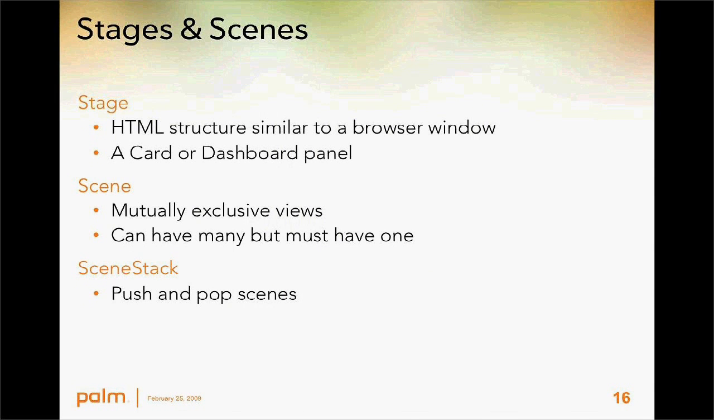Scenes are what we put on the stage. Scenes are mutually exclusive views. You can only have one scene on a stage at a time. All apps have to have at least one scene. Most apps will have many scenes.